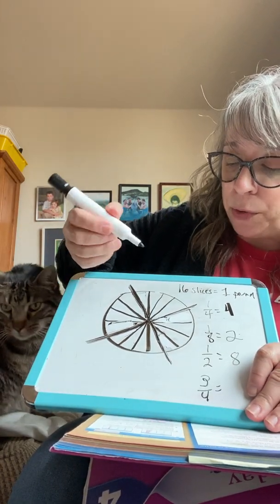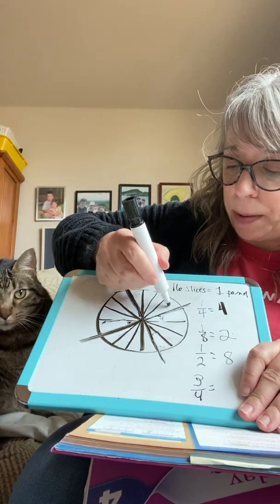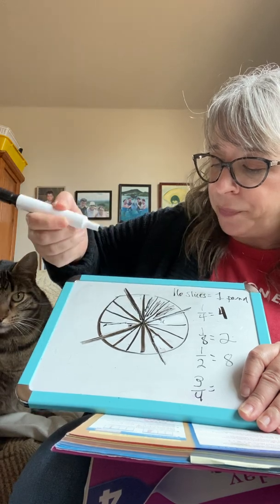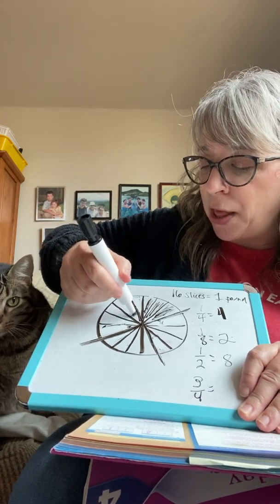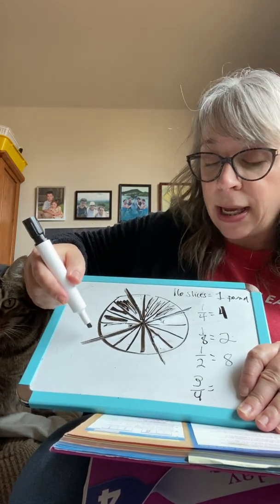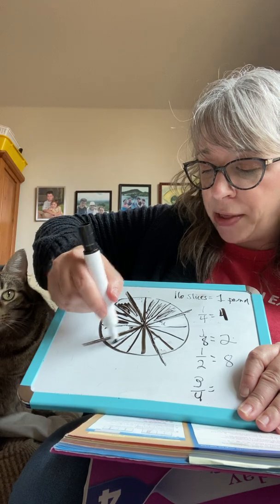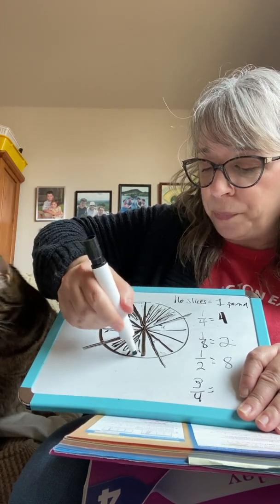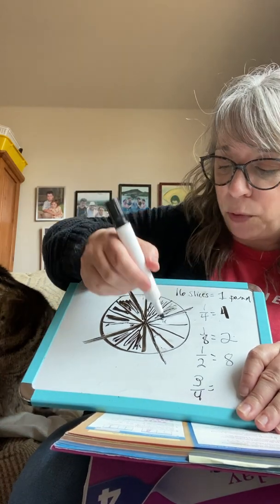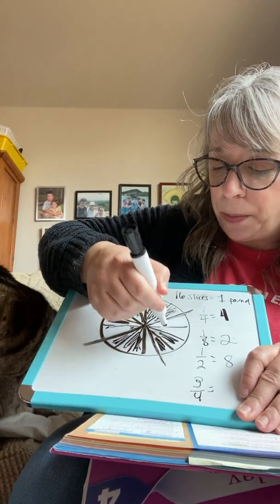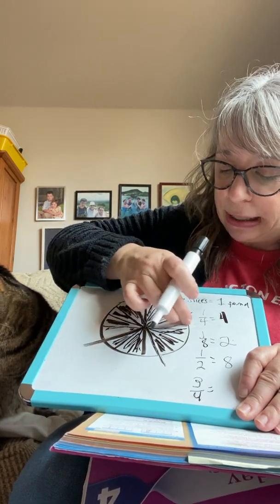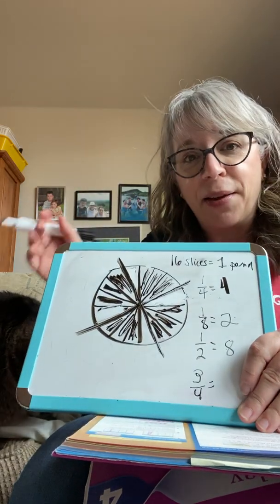Okay, so we're going to shade in 3 parts of the 4. So 1, 2, 3 of that 4th. And now we're going to shade in another 3 of the other 4th. 1, 2, 3. And now we're going to shade in 3 parts of our last 4th. 1, 2, 3.